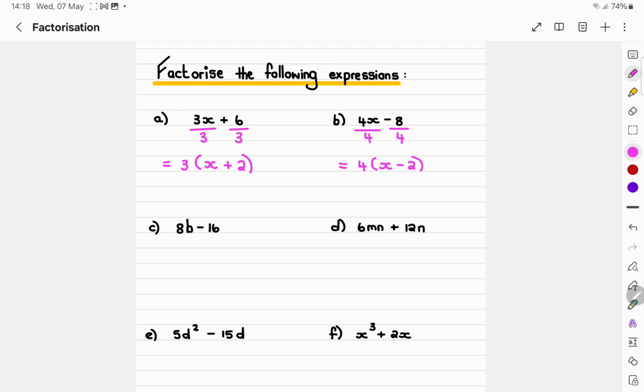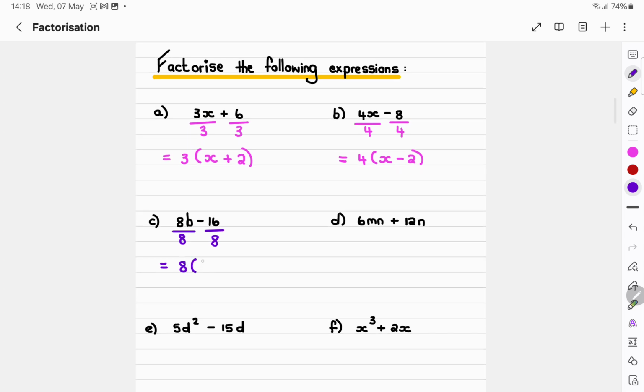X minus 2. All right, I'm going to go a little bit faster with these ones as they are quite easy. So I divide by 8 with both terms. So I'm going to take out the 8. So whatever you can divide out, you take out. And then you apply 8b divided by 8 is b. And the minus comes down. Then 16 divided by 8 is 2.